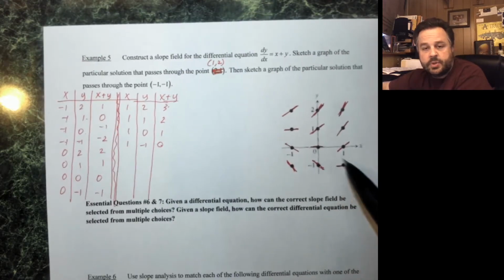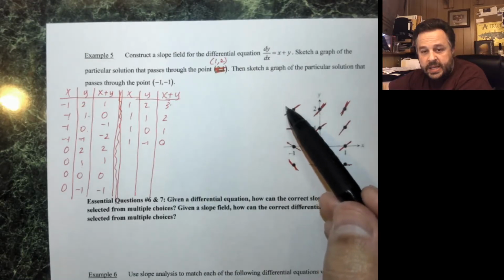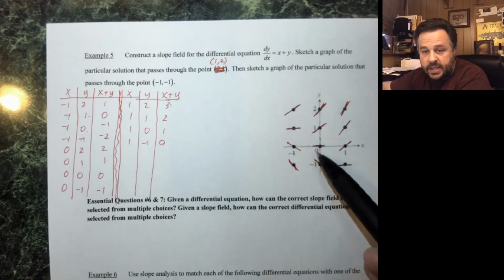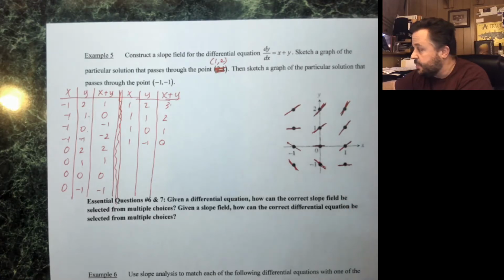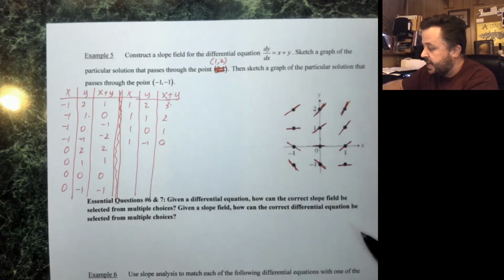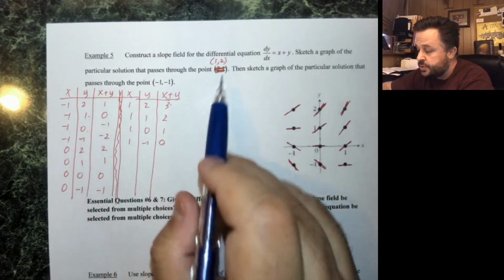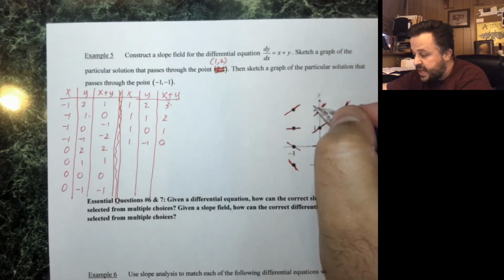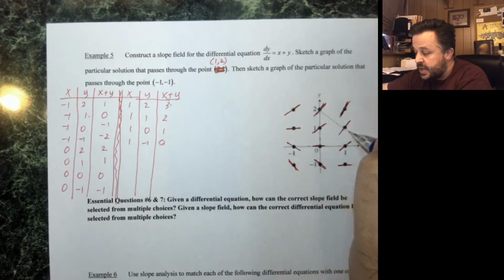So when it comes time to draw my particular solution, anytime I pass through this diagonal line, I want to make sure my curve has a slope of 1. Anytime I pass through this diagonal line here, I want to make sure my curve has a slope of 0. So let's go ahead and draw our particular solution through the point 1, 2. So I'm starting here at 1, 2, and I want to start my curve so that it has a slope of 3. But by the time I pass through this line right here, my slope has to be 2.